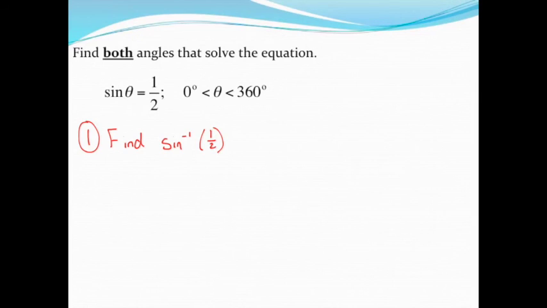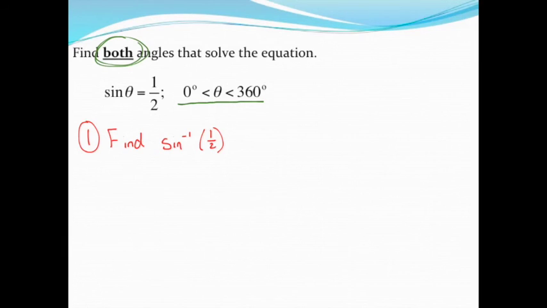When our domain is between 0 and 360 degrees, it turns out that there are going to be two angles that satisfy these inverse trig equations. Let's take a look at how to find both of those angles. One will be found on the calculator, the other one we'll have to do a little bit of work to find.